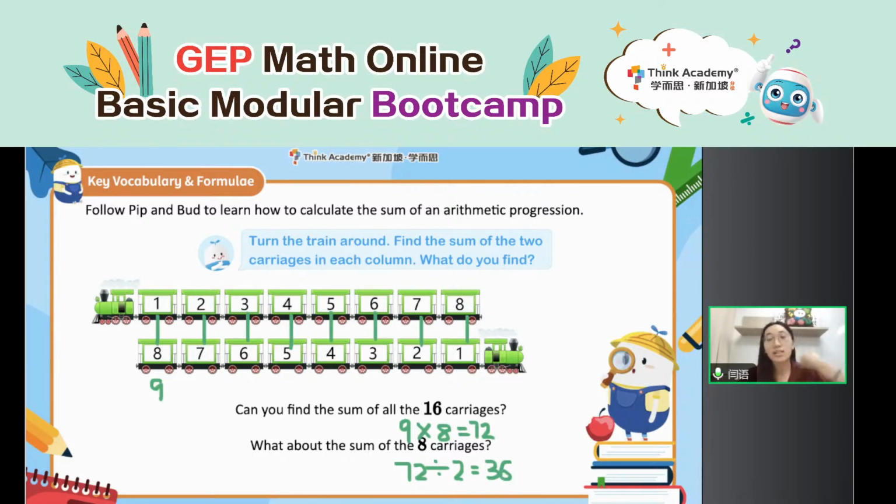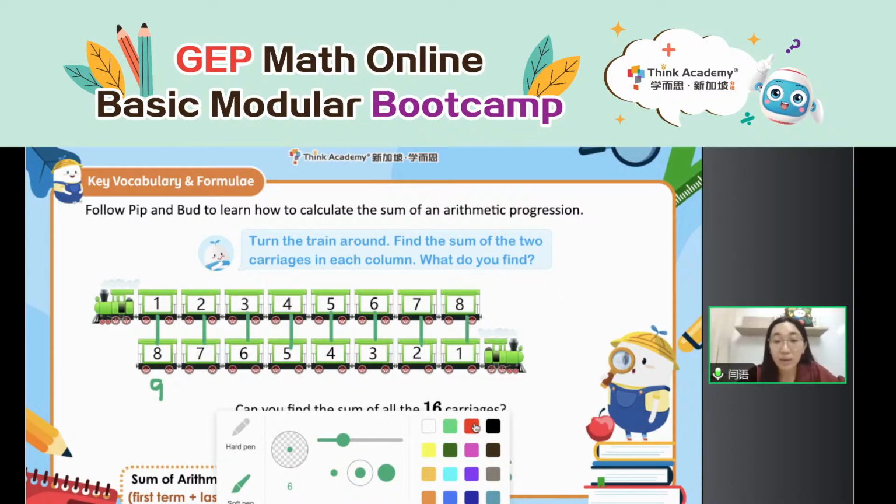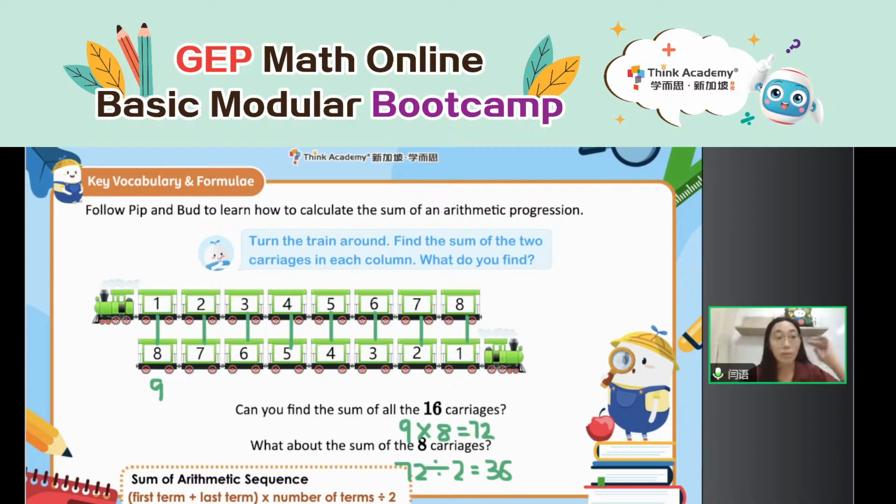Yeah, so this is also how we get the formula. The first term plus the last term, then times the number of terms and divided by 2, okay? So again, let me explain the formula more to help you better understand, okay? For the first part, first term plus the last term, what is the meaning?